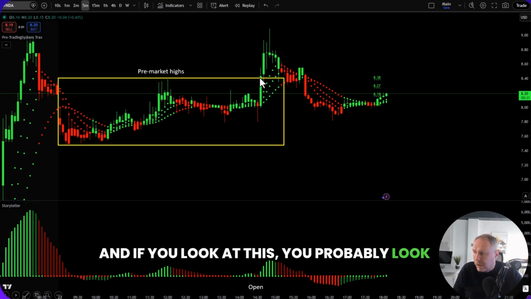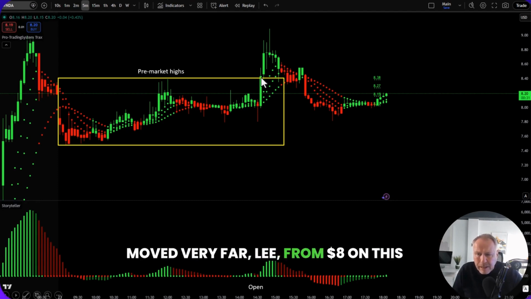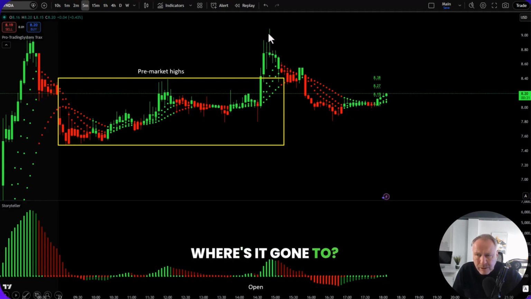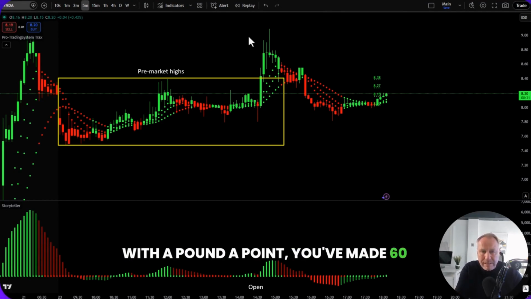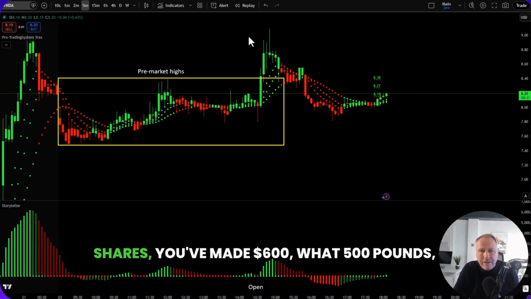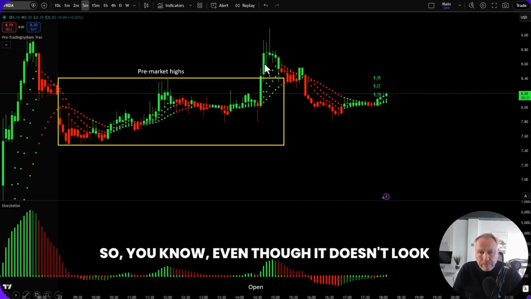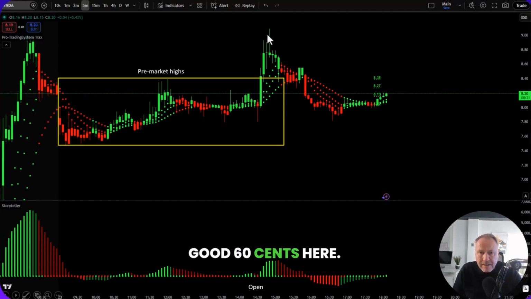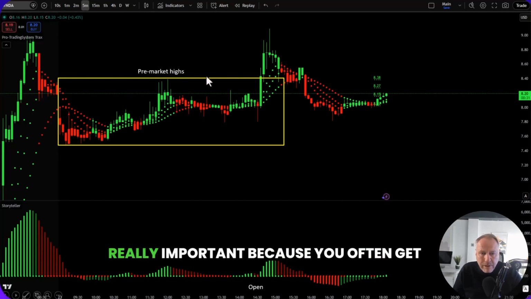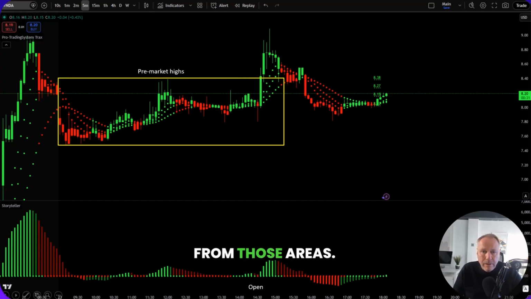So you can look for a little breakout above the pre-market high for a move. And if you look at this, you probably look at this going, yeah, but it's not really moved very far, Lee, from $8 on this candlestick. Where's it gone to? Well, it's gone above $9. So if this is just, let's call it $8.40, it's gone above $9 here. That's a 60-point move, guys. In spread betting terms, you're doing that with a pound a point, you've made £60. You start doing it with 1,000 shares, you made $600. What, £500, 450 quid or something like that? So, even though it doesn't look like it's moved far, it has. It's moved a good 60 cents here. All right, so these pre-market highs are really important because you often get breakouts from those areas.